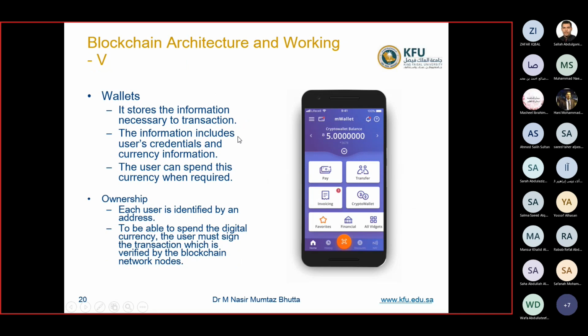Then there are wallets. It is the same as having a bank account, where your account is managed: how much money you are spending, how much money you are receiving. A wallet stores the information which is necessary for the transactions. It includes the user credentials, obviously the owner, though it is hidden somehow so that your name is not shown; rather, some kind of identity is shown, which we will discuss inshallah in a minute. It also stores the currency information, that is, how much balance you have, like this picture showing five bitcoins as the balance for the person. And when someone spends this currency, it is updated. You can see there are features available like paying someone, transferring money, invoicing, or a crypto wallet.